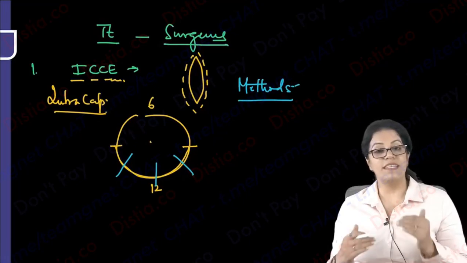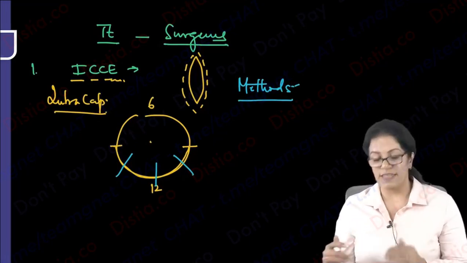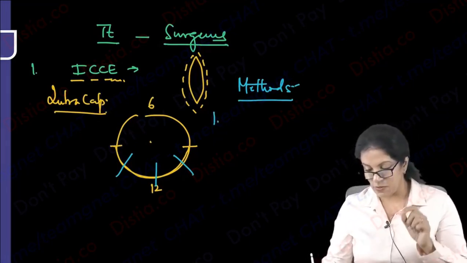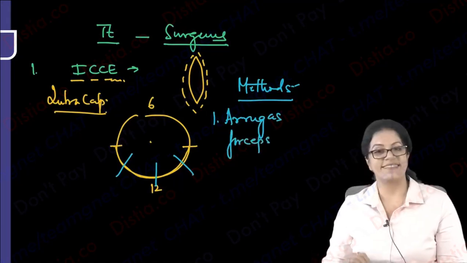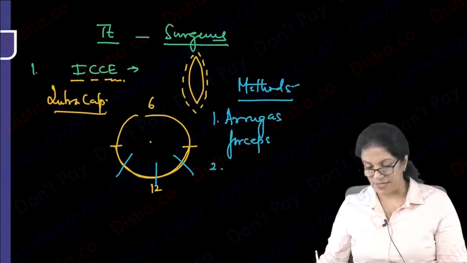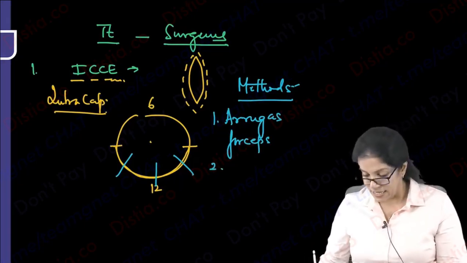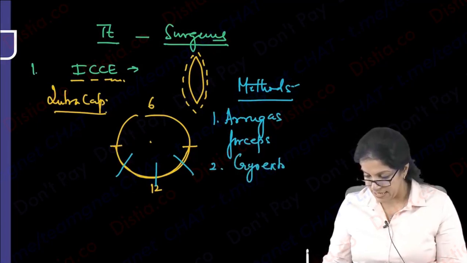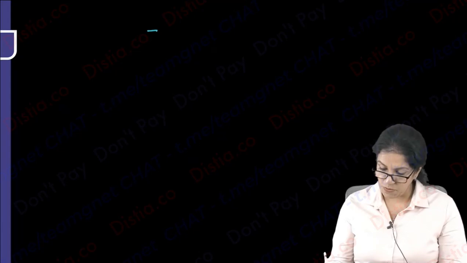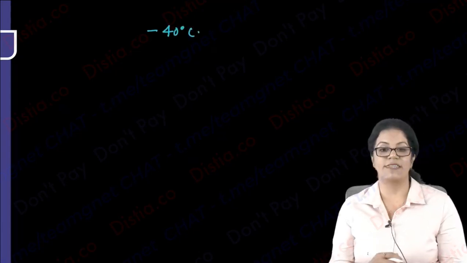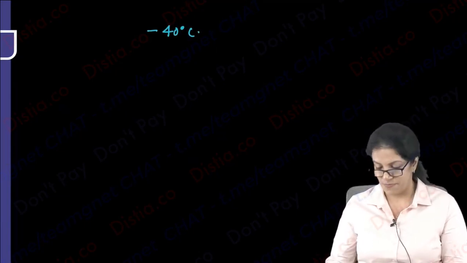What are the methods of doing an intracapsular cataract extraction? First, I can hold it with Arruga's forceps. When I hold it with Arruga's forceps, we call it forceps extraction. Second is cryo extraction, where I'm using a cryo probe. This cryo probe, please remember, is minus 40 degrees centigrade.